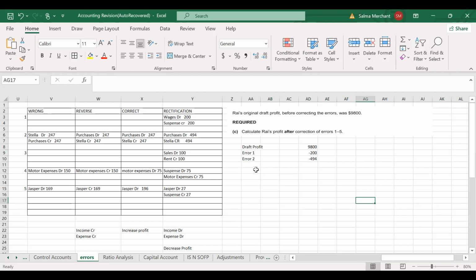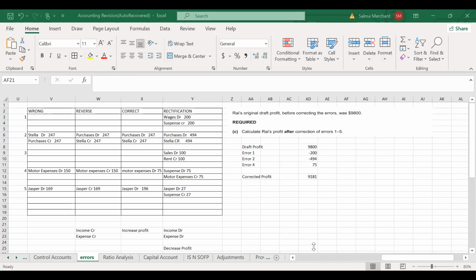Error 4. It's expenses credit, so increase. Error 5, nothing. So what is your correct profit? 9,181. So this is your corrected profit. Got it? Okay, fine.